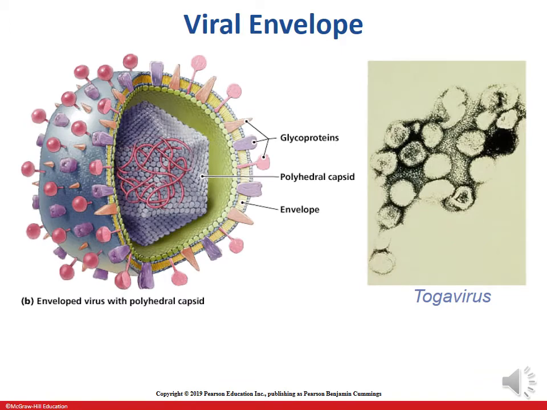Another type would be here. So this one would have the icosahedral capsid, and then the envelope on the surface here. So again, here they're showing you those different shapes of glycoproteins, some of which are sort of spike-shaped. Those would probably be those that are produced by the virus rather than the host.